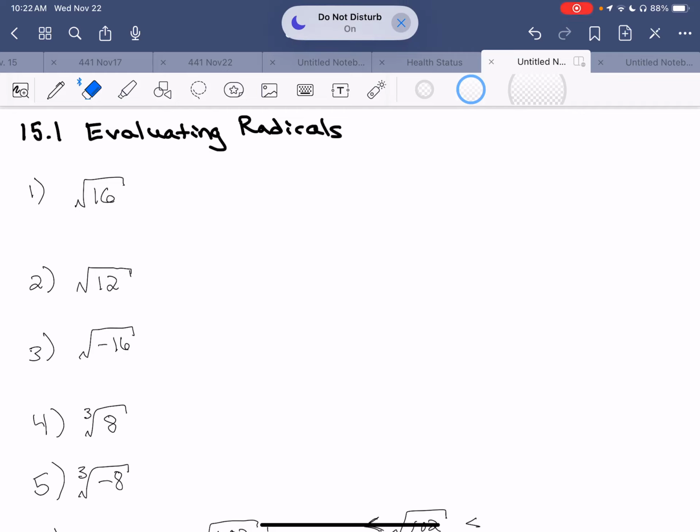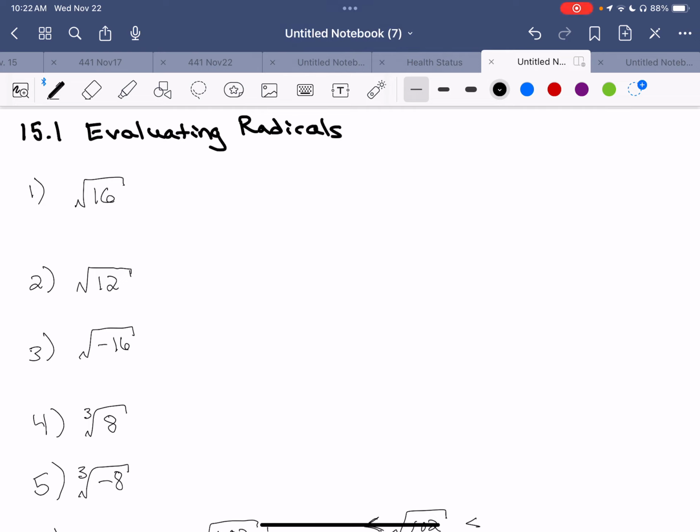Welcome to section 15.1. This is even more of a break from our long, complicated questions. These are getting even shorter. Evaluating radicals. However, you don't want to rush on these. It's backwards thinking, so take your time getting used to thinking backwards.